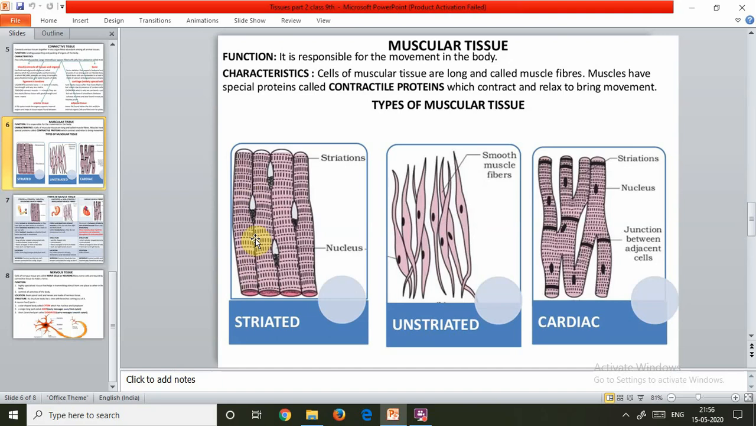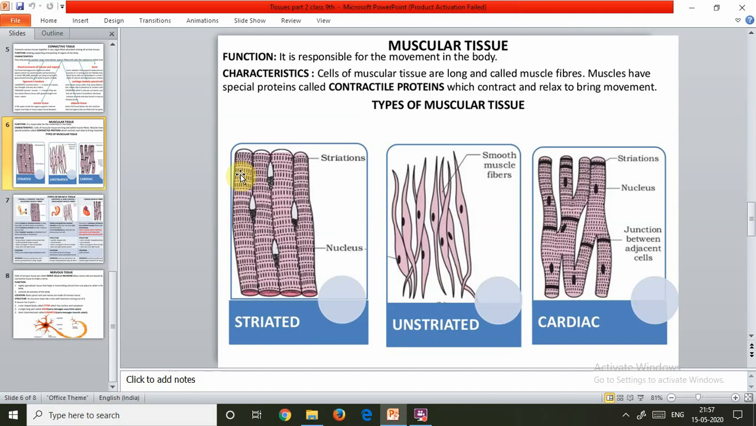On the basis of location, structure and function, there are the following three types: the striated muscles, smooth as well as cardiac. The striated muscles are said to be striped, that is, they contain some stripes. These are the striations that are present in the striated muscles. That's why they are named striated, because they are striped, and they are voluntary. Voluntary means we have control over these, since the entire muscle fibers show alternate dark and light stripes.